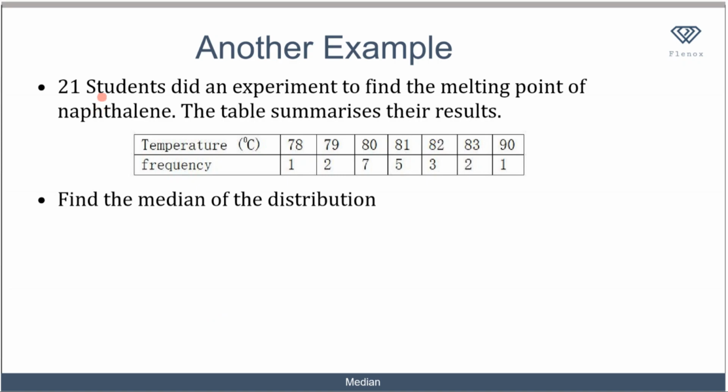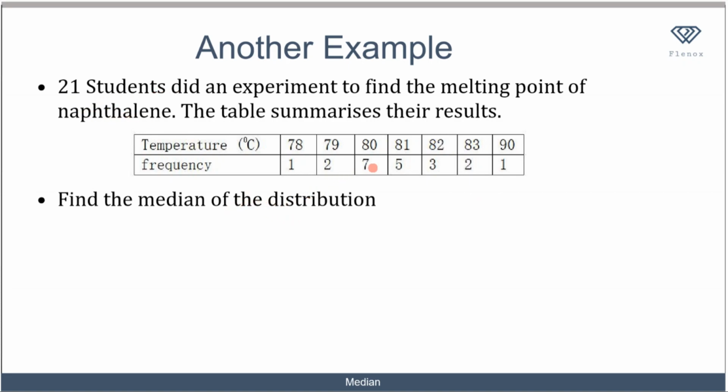So here we are told that 21 students did an experiment to find the melting point of naphthalene. The table summarizes their results. So one student got 78 as the melting point of naphthalene. 2 students got 79, 7 students got 80, 5 students got 81, 3 students got 82, 2 students got 83, 1 student got 90. As you can see, trying to list this out will be very long because we are going to end up with 21 results from the 21 students.